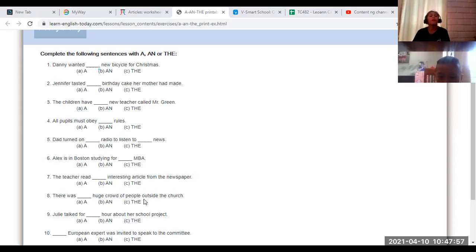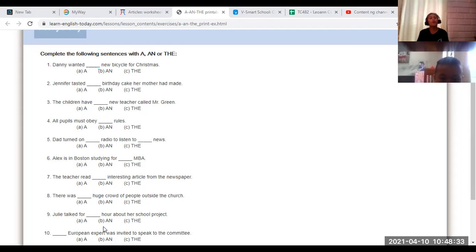But when I say there was a, or the mayor in the crowd, it means the mayor. I am talking specifically about the mayor, not the crowd. That is specific. It means here, many. It's huge. Huge, many people. Okay, number nine.